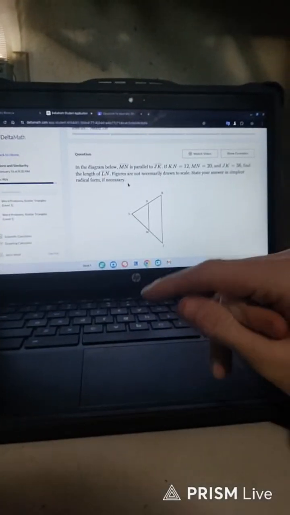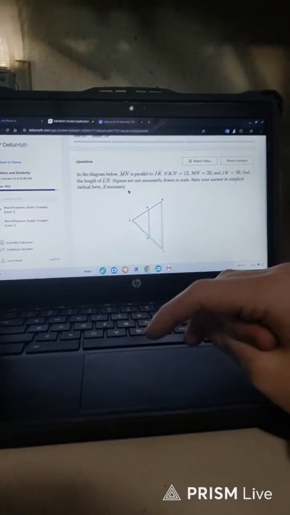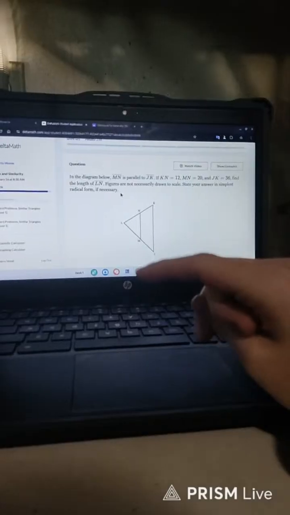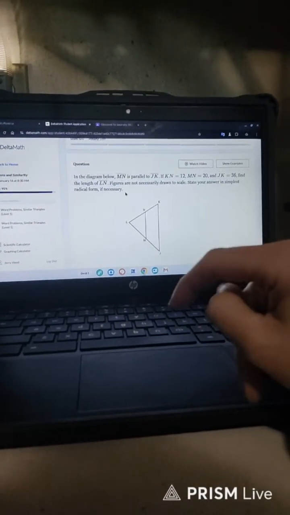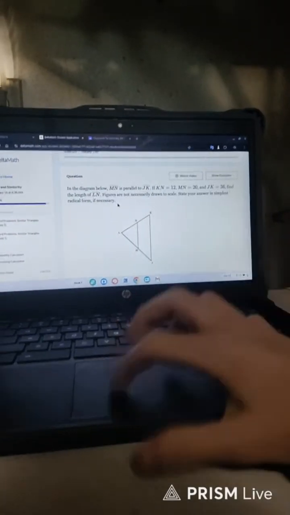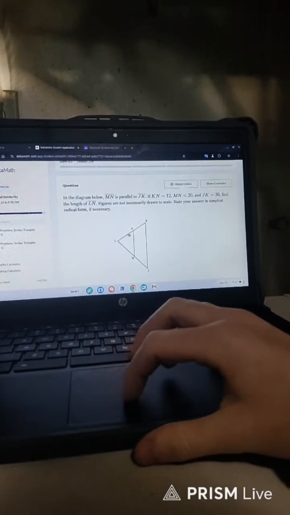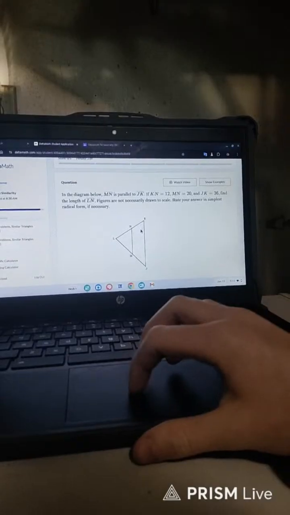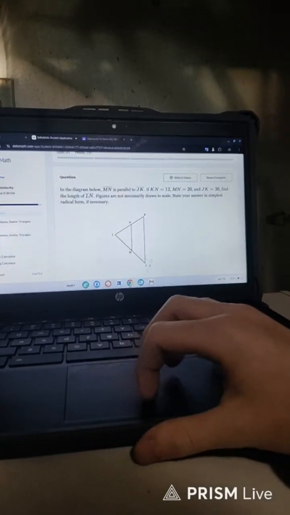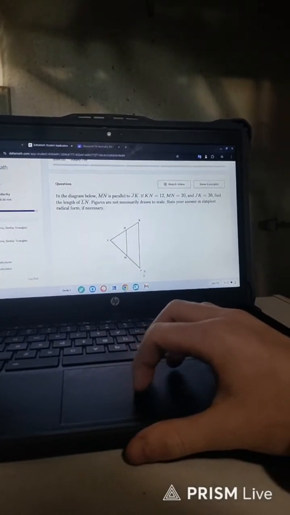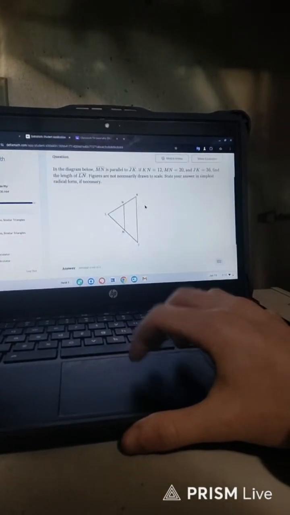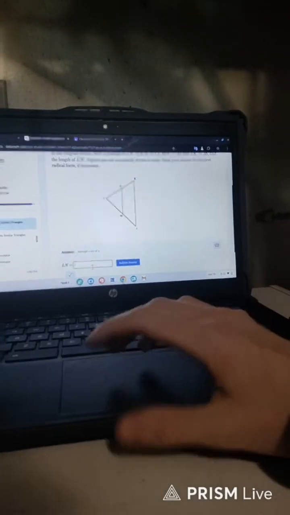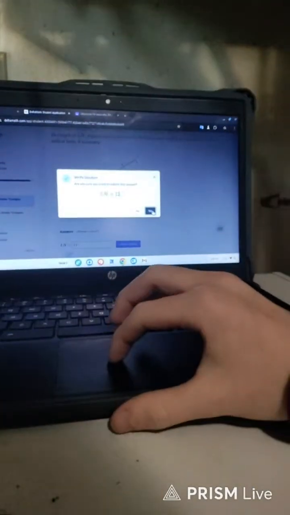Okay. In the diagram below, line MN is parallel to JK. If KN equals 12, MN equals 20, and JK equals 36, find the length of LN. I have no clue how this works. Doesn't this just split in half? Shouldn't LN just equal 12? No.